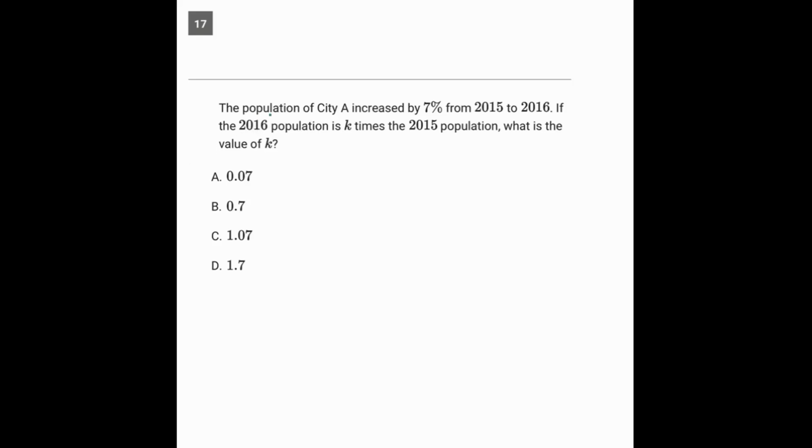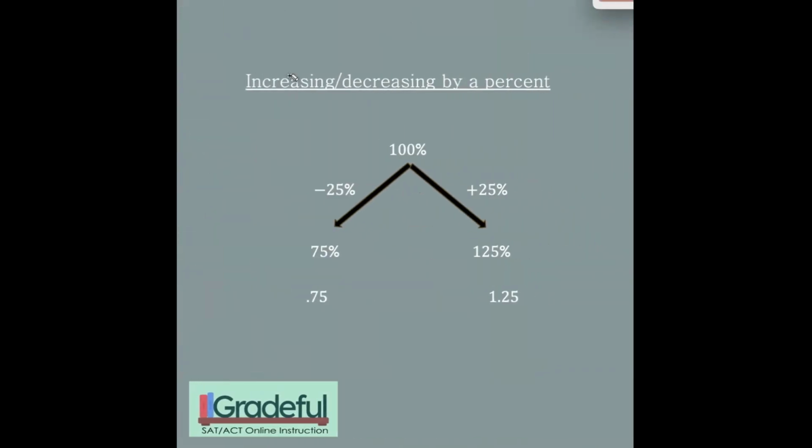Now we're going to question 17. Here we have the population of city A increasing by 7%. And the question is asking us, essentially, what do we need to multiply the 2015 population by to show that it increased by 7%? And what we're really talking about is the idea that to increase or decrease something by a percent, you have to always start at 100 and then increase or decrease from there.